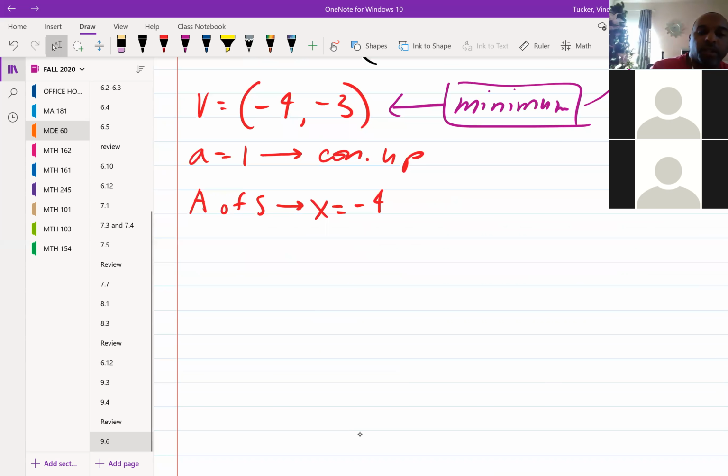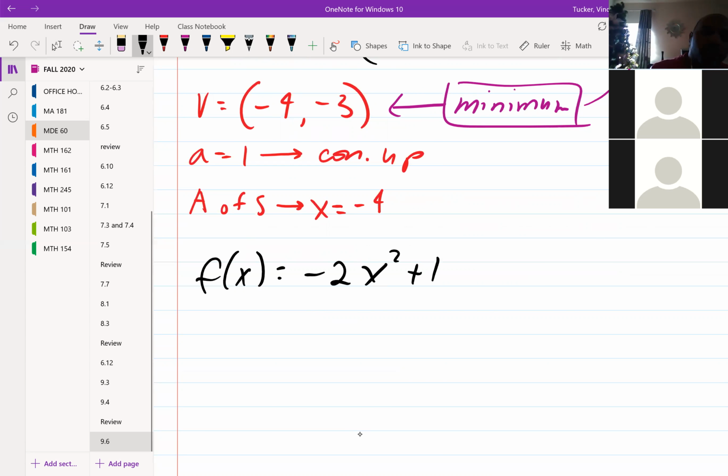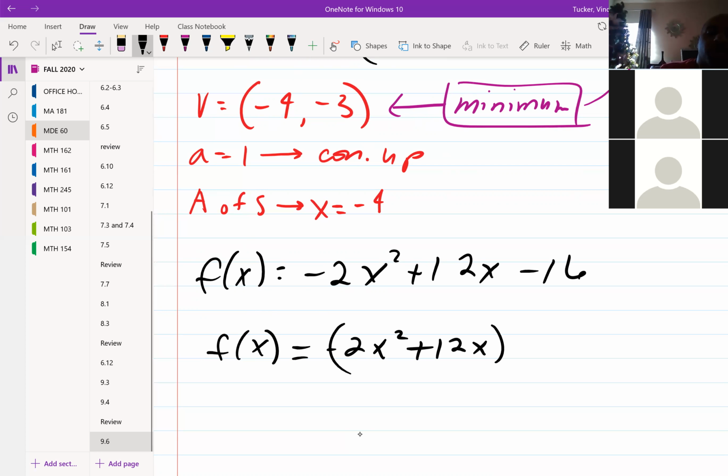So let's do the same process. This time we have f of x equal to negative 2x squared plus 12x minus 16. All right, so a is equal to negative 2 this time. So we want to factor. Let's do this. Let's group together first. Like we said before, we're going to group together our x terms.